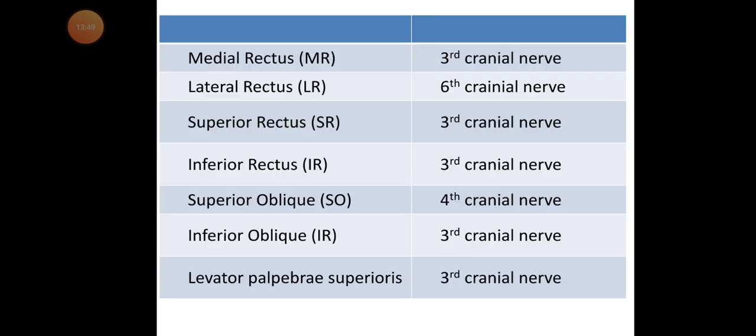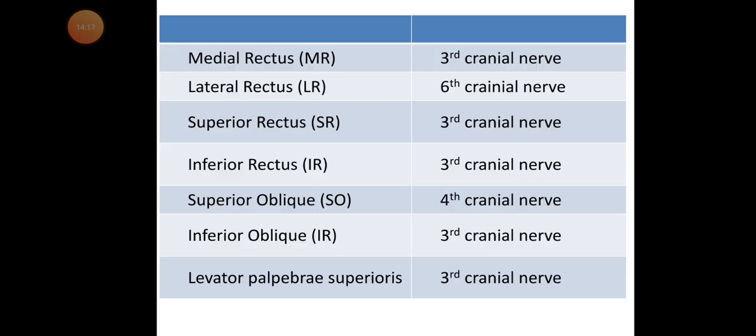See in this chart, medial rectus is supplied by the 3rd cranial nerve, superior rectus and inferior oblique are all supplied by the 3rd cranial nerve. But superior oblique is supplied by the 4th cranial nerve, SO4, and LR6 means lateral rectus is supplied by the 6th cranial nerve. So this is about the cranial nerve supply to the muscles.